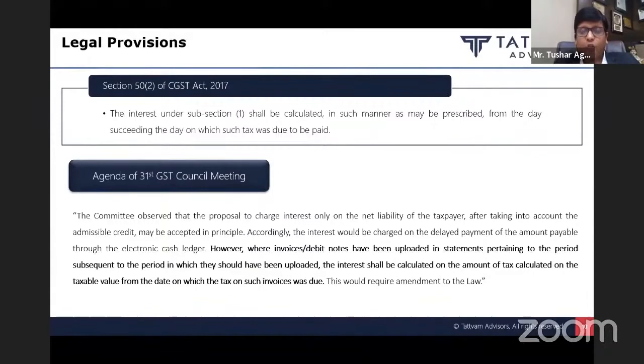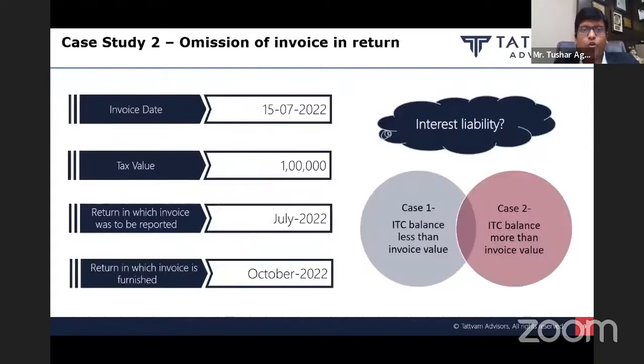However, where invoices or debit notes have been uploaded in statements pertaining to a period subsequent to the period in which they should have been uploaded, the interest shall be calculated on the amount of tax calculated on the taxable value from the date on which the tax on such invoices was due. So in our example, the interest will be calculated from 21st August 2022. So in this case, the interest will be paid on the entire 1 lakh rupees from July onwards.